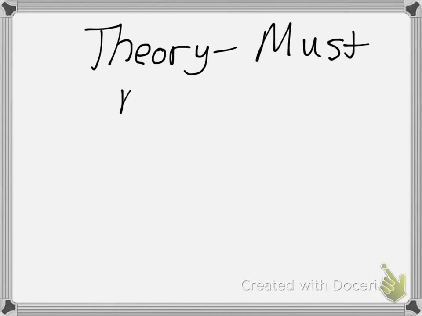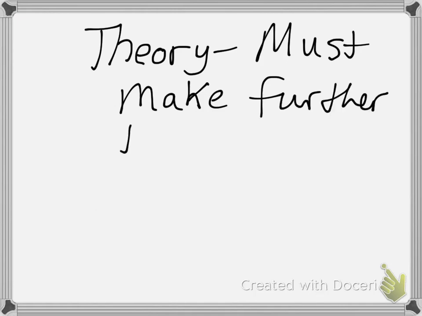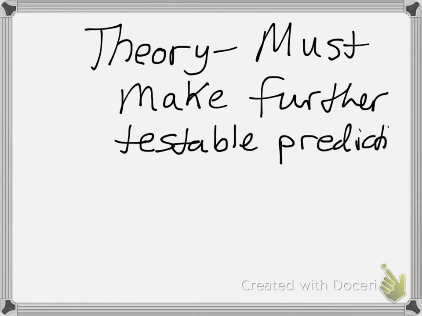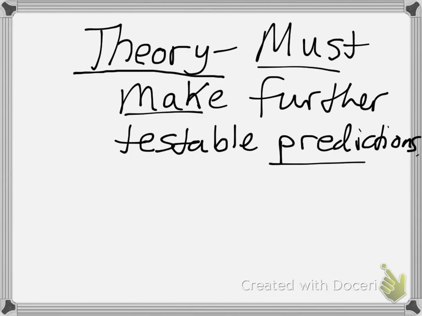For an idea to also become a theory, it must meet one more criterion. Okay, a theory must make further testable predictions, or things that we haven't observed yet, or things that we have observed, but that our theory can now explain. Okay? So for an idea to become truly a theory, it must make predictions. Okay? And predictions that we can then go and investigate.